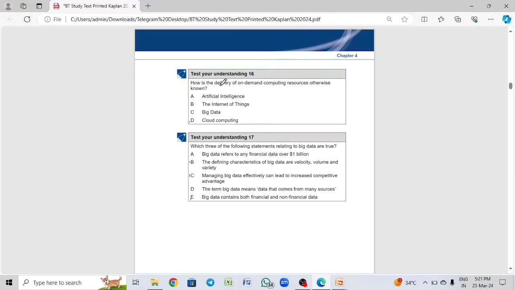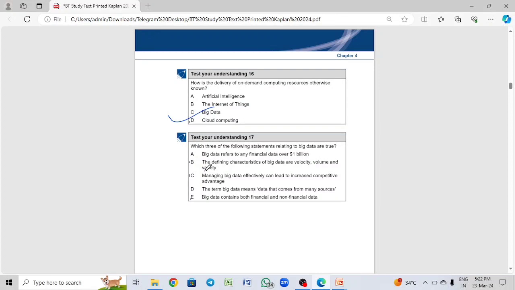So what is the delivery of on demand computing resources known as: AI, the internet of things, big data, or cloud computing? It is cloud computing. And which three of the following statements relating to big data are true? Number one, big data refers to any financial data over 1 million. No, it's not true. The defining characteristics of big data are volume, variety, and veracity, which is true. Managing big data effectively can lead to increased competitive advantage, which is true.